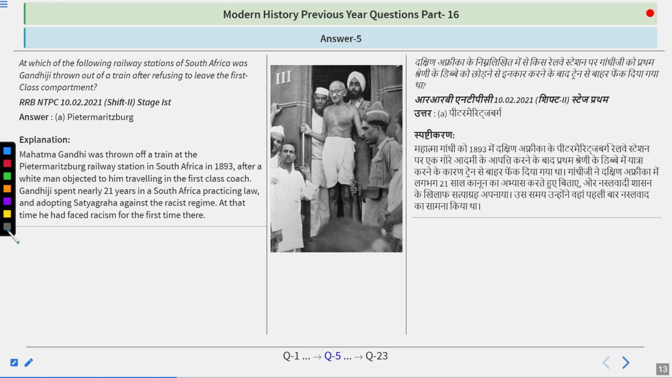In South Africa, he started his party that is called Natal Congress Party. He started a newspaper known as Indian Opinion. He also established some farms, that were Tolstoy Farm and Phoenix Ashram in South Africa. And he first introduced satyagraha there, and for the first time he was jailed in South Africa.